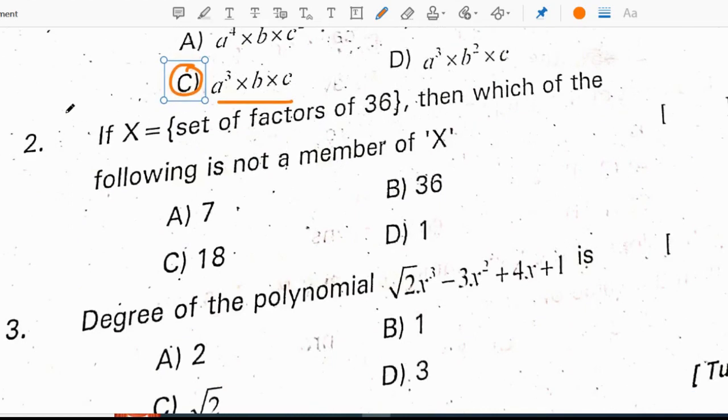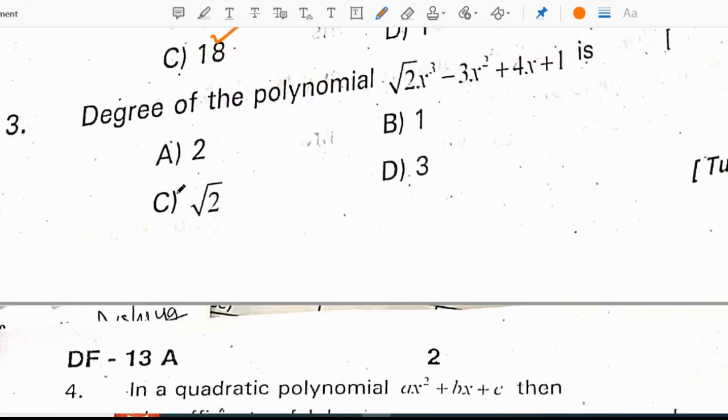Set of factors of 36 is the X set, then which of the following is not a member of X? So 36 is a factor of 36, 1 is a factor of any number, that is 36. 18 is also a factor of 36 because 18 twos are 36, but 7 is not a factor of 36. Correct option for the second question is A. Degree of the polynomial root 2 x cube minus 3x square plus 4x plus 1 is 3. Degree means highest power. Highest power in the given polynomial is 3. So the degree of the polynomial is 3.